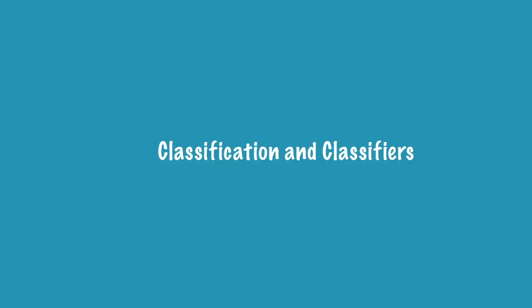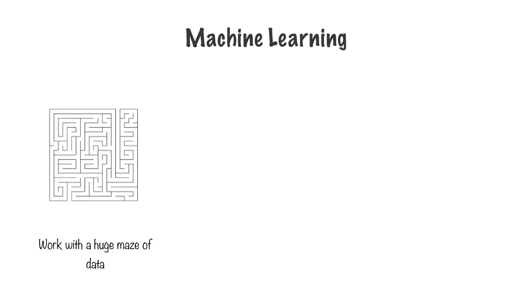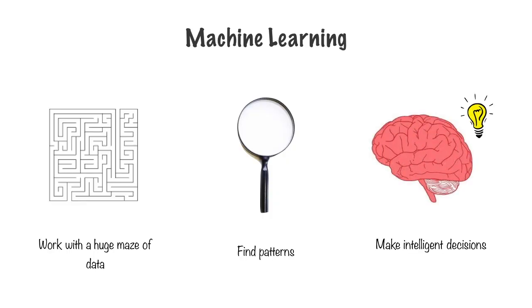Here is the basic outline of any application of machine learning. You have a huge maze of data where you can't immediately figure out what exactly is going on. It's the job of your machine learning algorithms to find patterns within this data, find insights which would not be available using just simple rule based programming. And finally, machine learning helps you make intelligent decisions based on these patterns, which will help your business or your product.